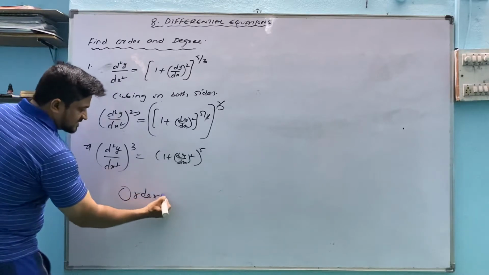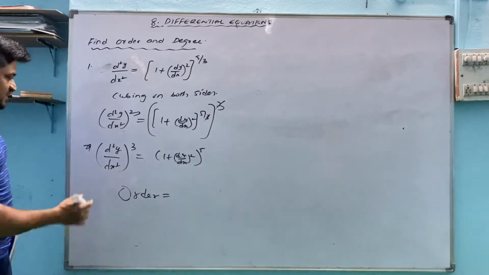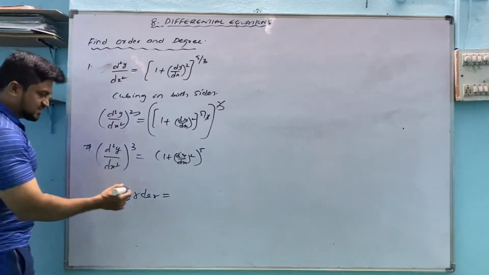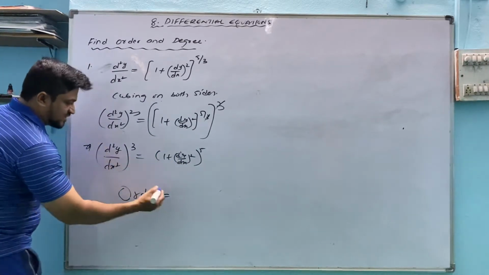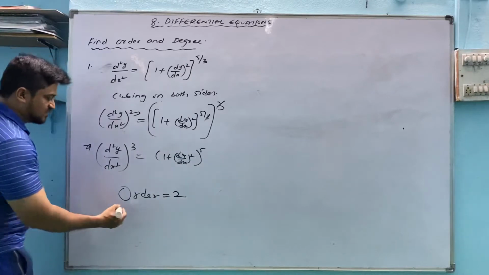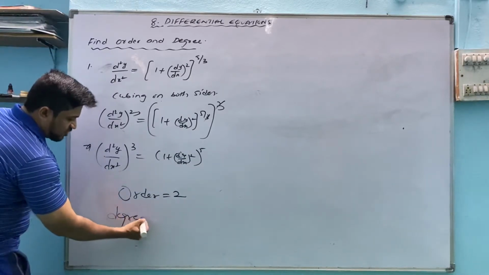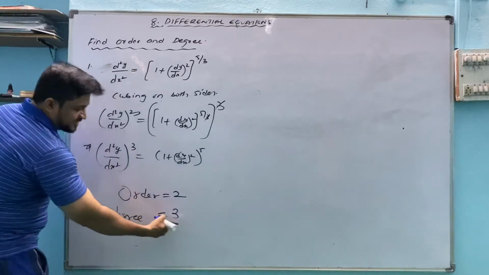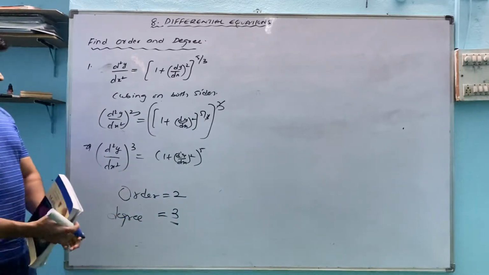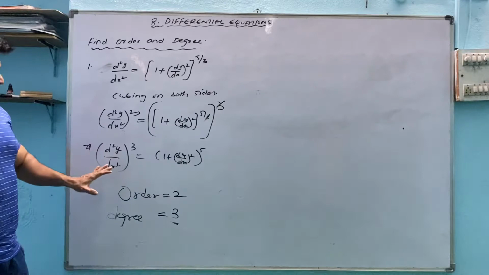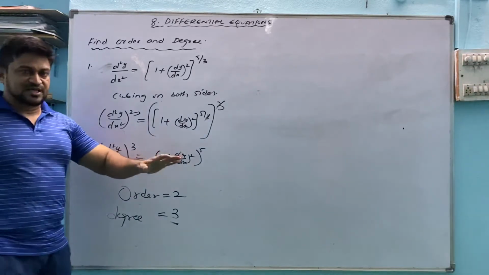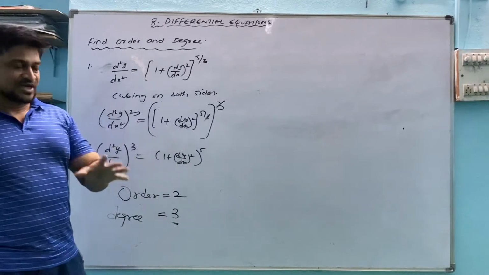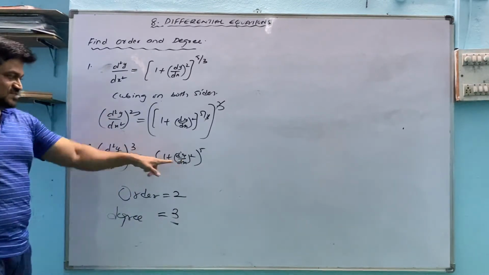Order means highest power, highest differential. That means the d content. This is d power 2, here d power 1. So the highest differentiated value is twice differentiated. And degree means whatever the order term has as a power, that is our degree. Got it or not? What is order? Order means highest differentiation: dy by dx, d square y by dx square, d cube y by dx cube, in which d cube is highest. So here d square is highest in this one.